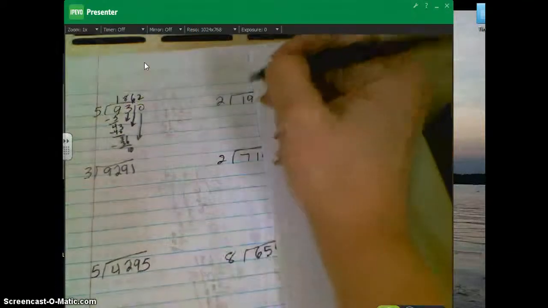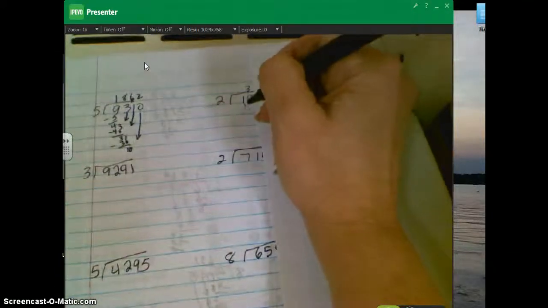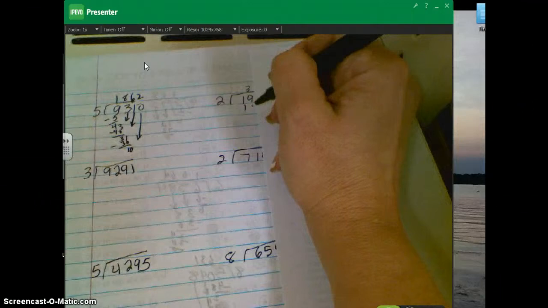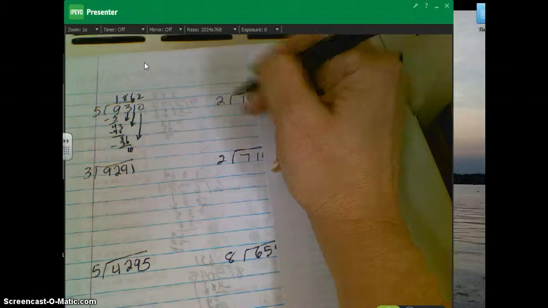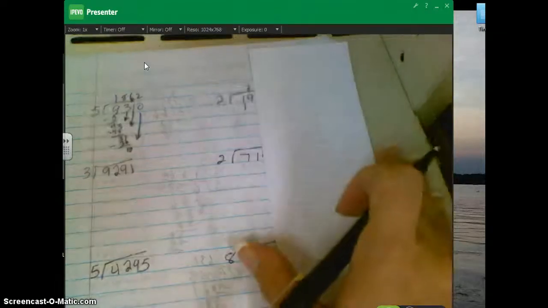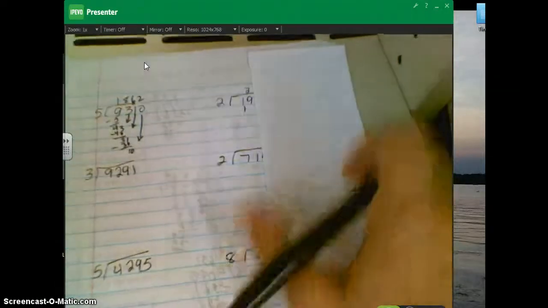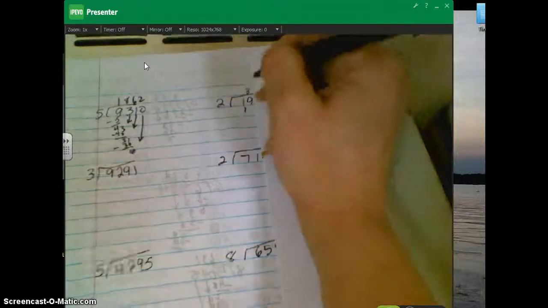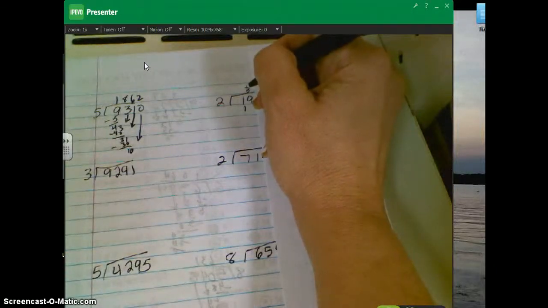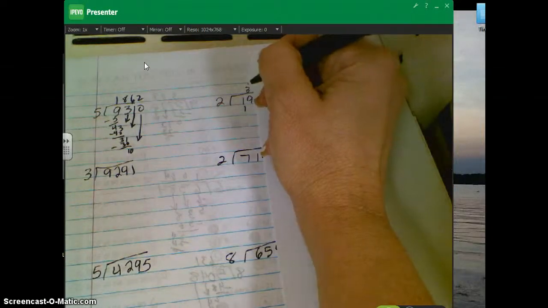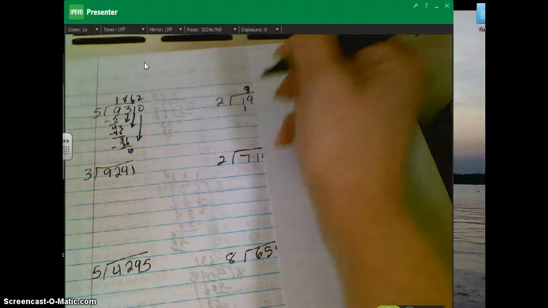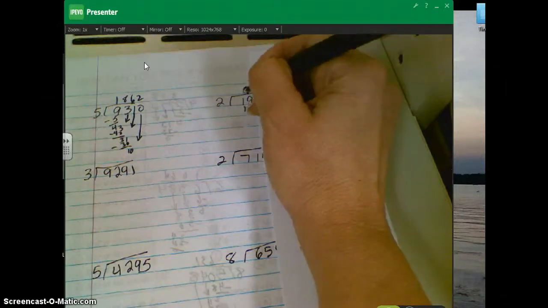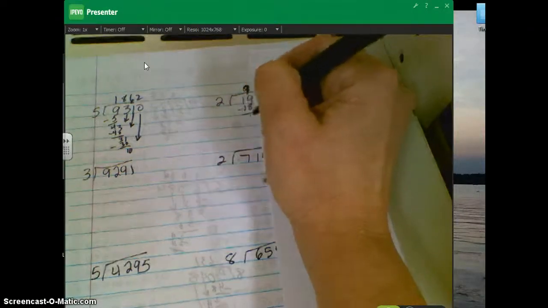2 times 3 is 15. Oops, what am I thinking? 2 times 3 is 6. That's not what I want at all. Let's do 2 times 8 is 16. 2 times 9 is 18. That's what I was thinking, but let's do 9. 2 times 9 is 18. Distracted for a second. Bring down our next digit.